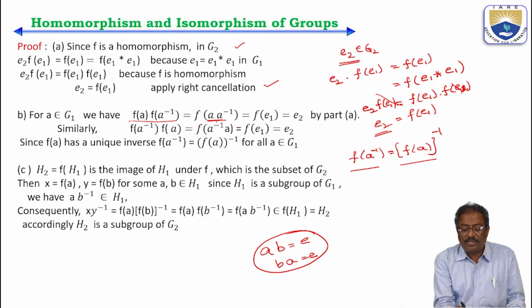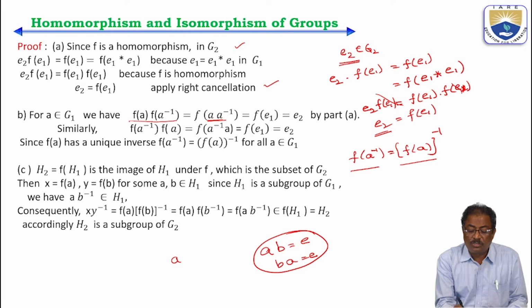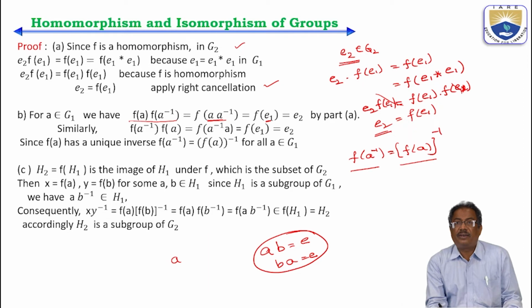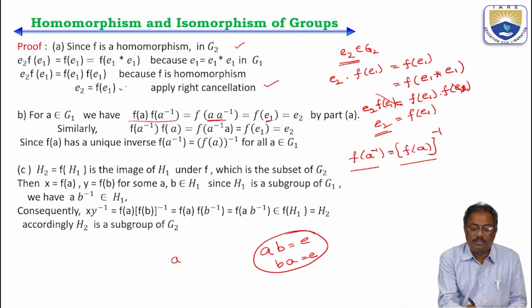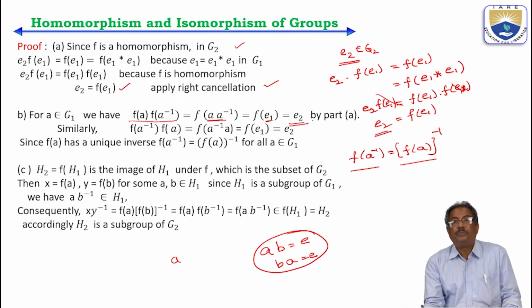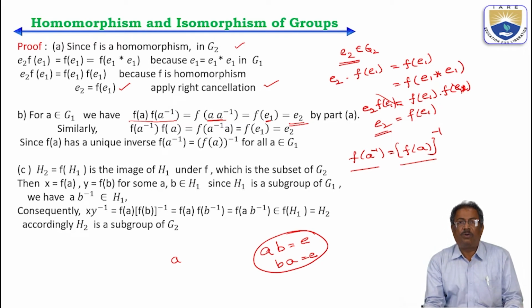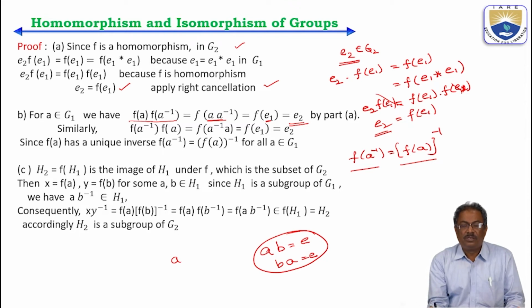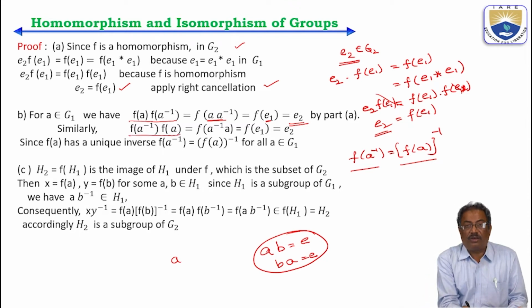So this is the identity element in G1, because a is an element in G1 and a inverse is also an element in G1. So it is equal to the corresponding identity element in G1, which is e1. So f of e1, and what is f of e1? Already we took this as equal to e2. So f of a into f of a inverse is equal to the identity element. Now we are going to reverse this: f of a inverse into f of a.